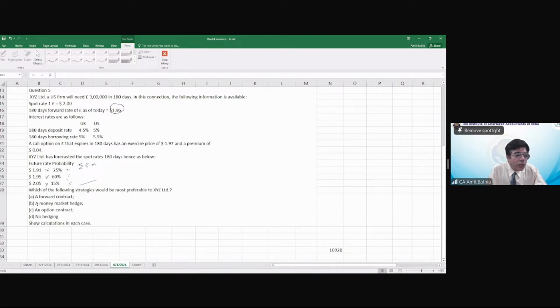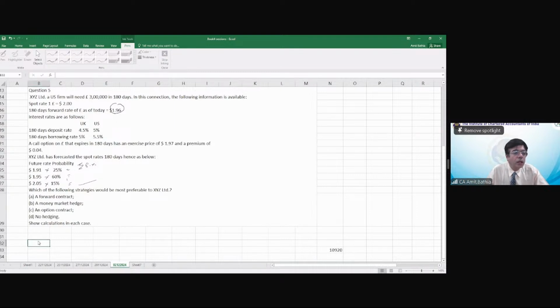These are two, you can say, very low lying fruits for you. We can easily do them and essentially get our marks for that. Now, in the further part, a money market hedge and then option contract that we will essentially work on, right? Let's start the solution now.